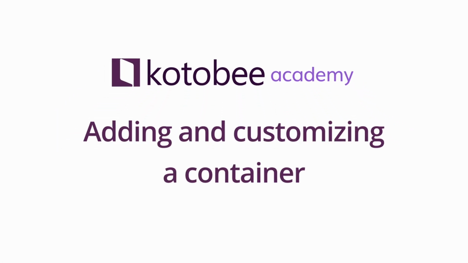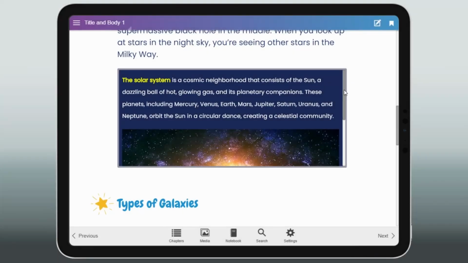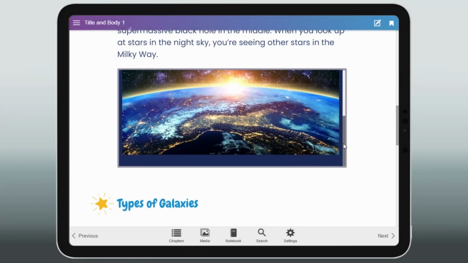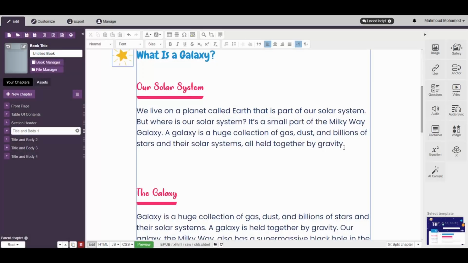In this video, we'll show you how to add and customize a container to your ebook. This is a great way to creatively organize the layout of your content. Within the container, you can add text or any of the interactive content from the right panel here. You can even add other containers.